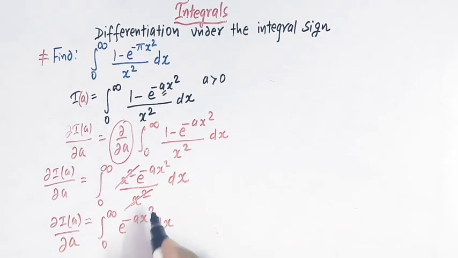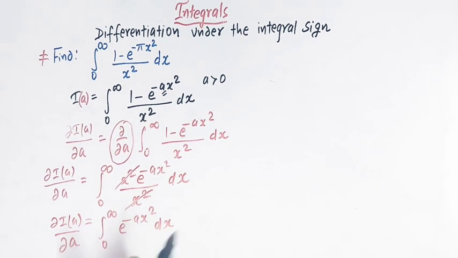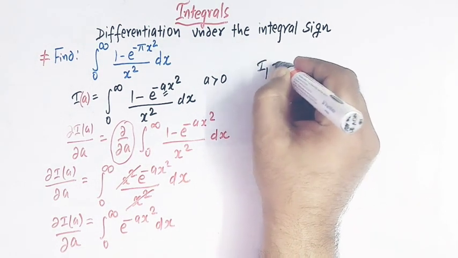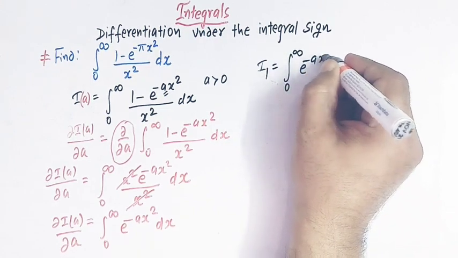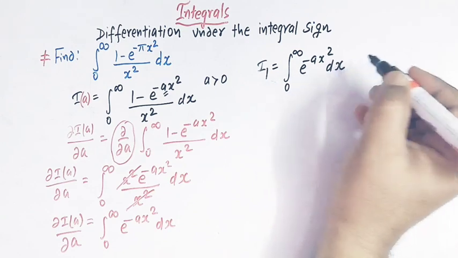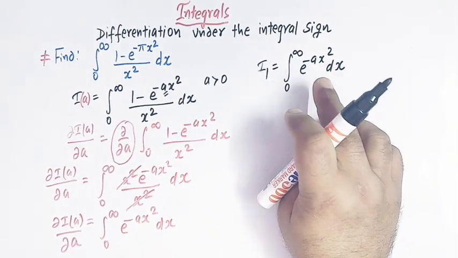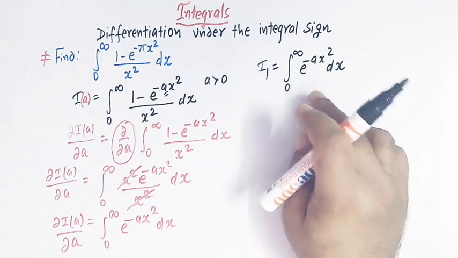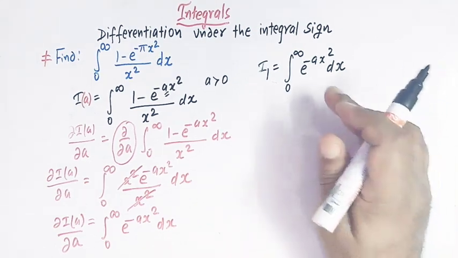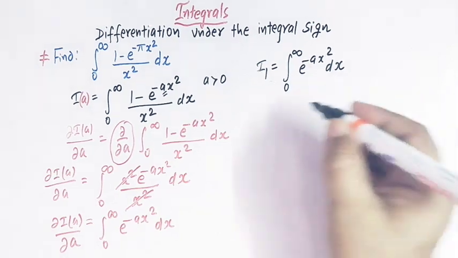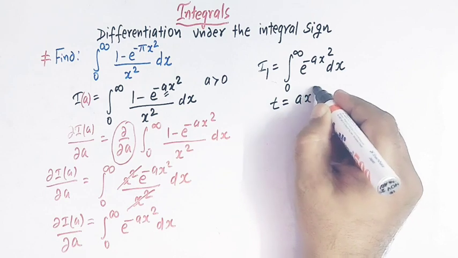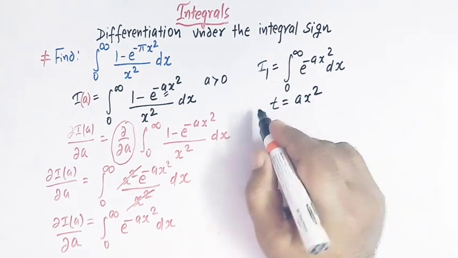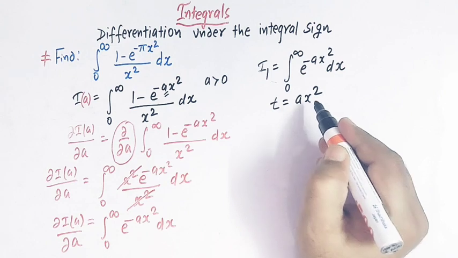So now see, we have to evaluate this integral, right? And let us take this integral as I1. So here we will separately solve this integral. We can evaluate this integral by making use of the concept of gamma function. So we'll substitute t is equal to ax square, and solve this integral by method of substitution.